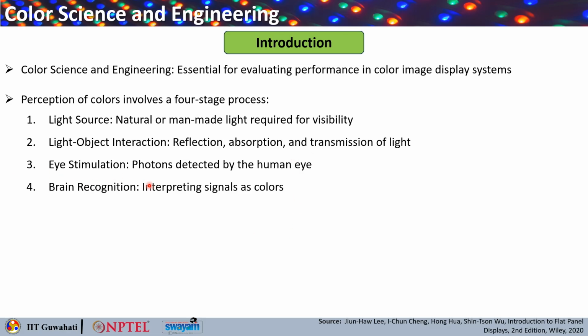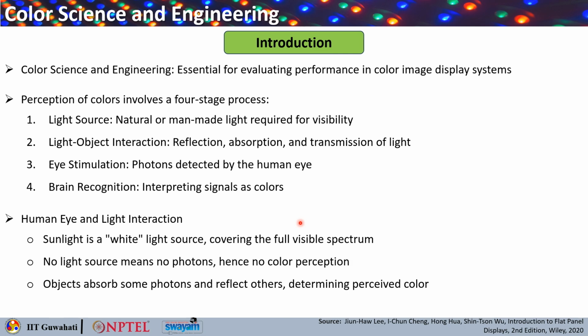Then there is eye stimulation. Any of these lights will be reaching the human eye. So, this is where the photons are basically getting detected, and finally, the brain has to recognize by interpreting the signals as color. So, human eye and light interaction happens like this.